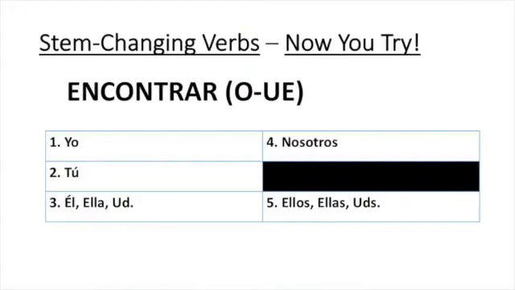I have one for you to try here. This is the verb encontrar, which means to find or literally to encounter. So if you would, please take a moment, pause your audio, and give this one a try.